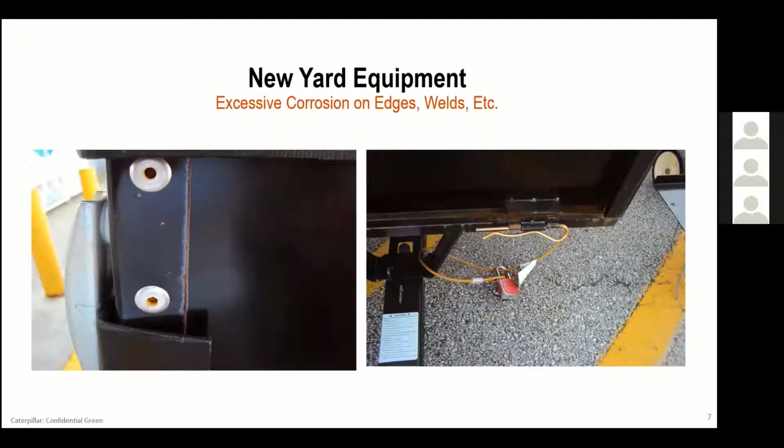From there, I went to take a look at a home improvement store, and really on the outside you can see that they store some parts out there, and sure enough, these things probably haven't been out there more than 6 months, but there again you can see the edges and welds. There was corrosion already forming.